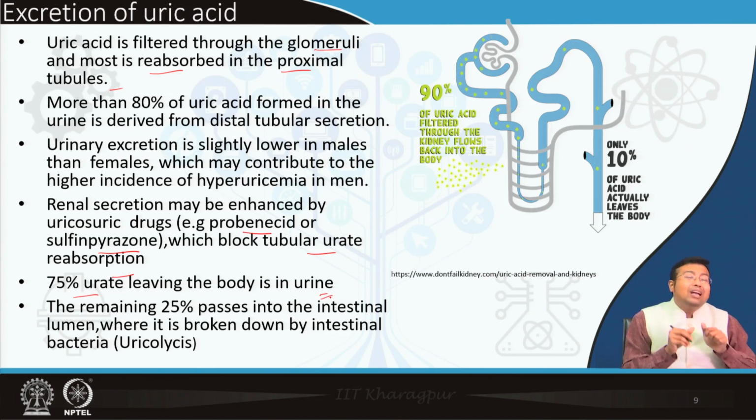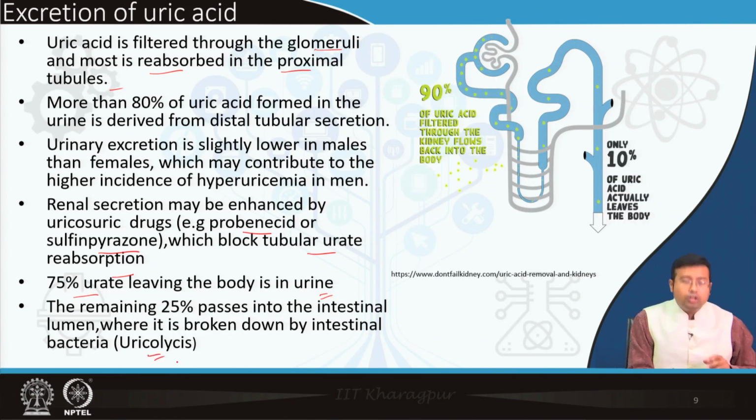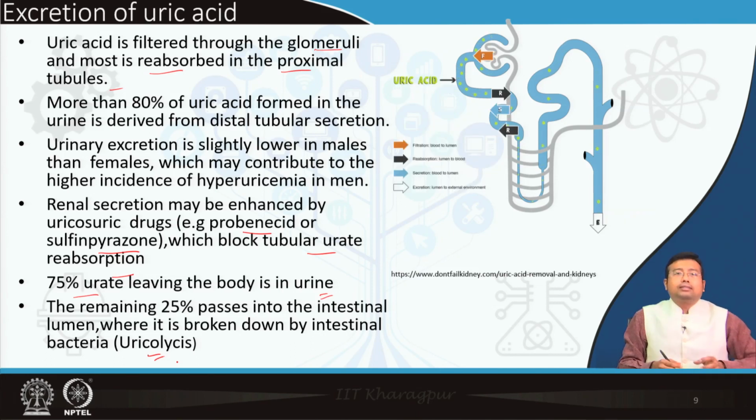The remaining 25% of uric acid is broken down by the intestinal bacteria. That process is known as uricolysis. So, again, uric acid is filtered, majority reabsorbed.